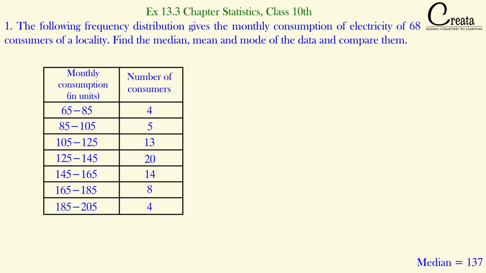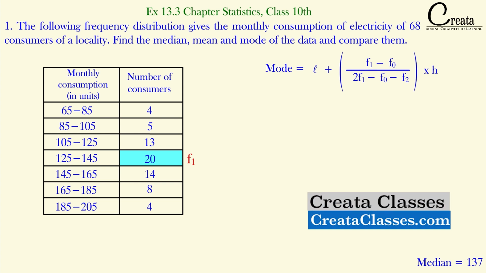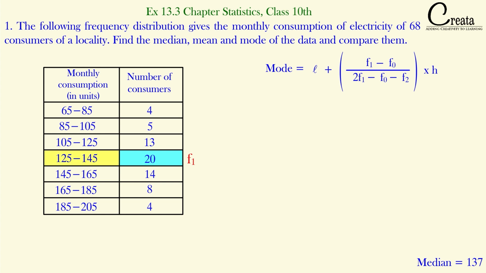Next, we will find the mode. Mode and median are somewhat similar. So let's calculate the mode. This is the formula of the mode. Let's find the various components of this formula. Our first step in calculating the mode is locating the maximum frequency. Out of all these frequencies, 20 is the maximum frequency, which will be called F1. And the range corresponding to the maximum frequency will be the modal class. So the range 125 to 145 will be the modal class.